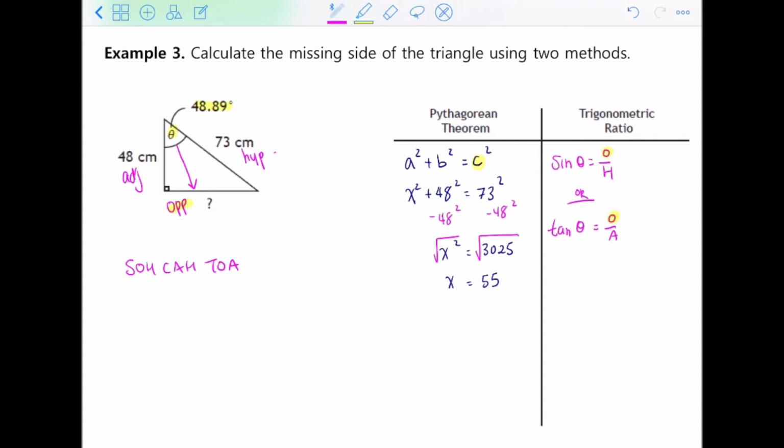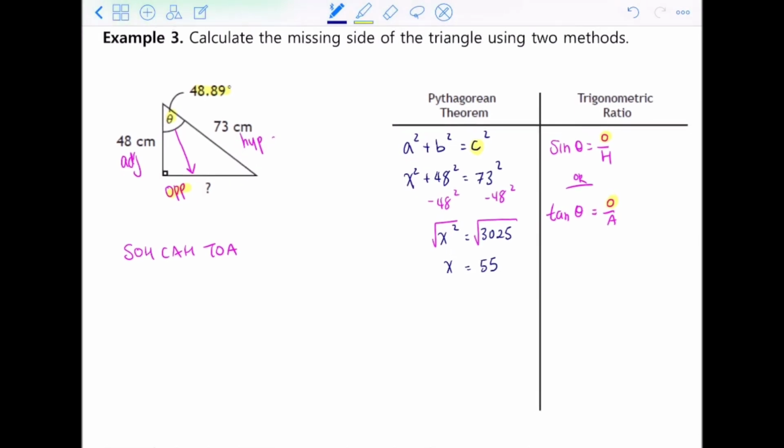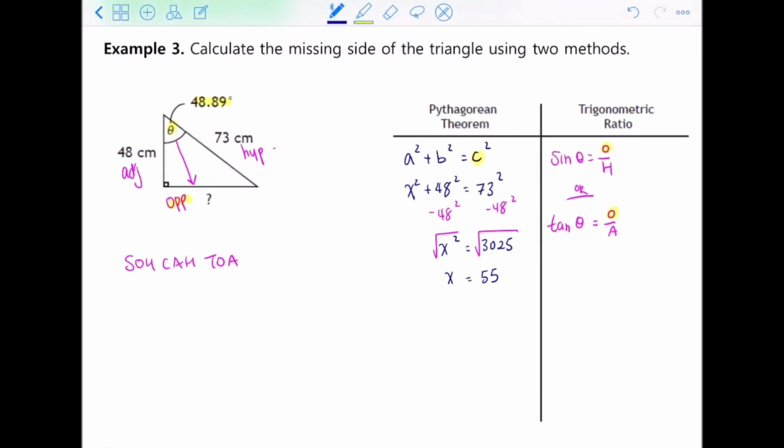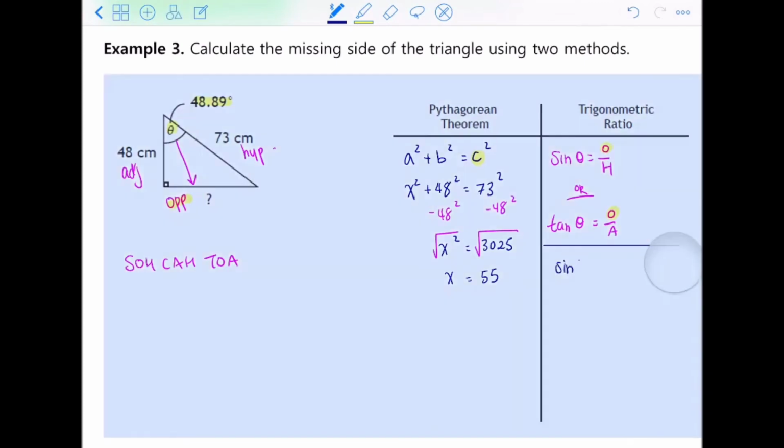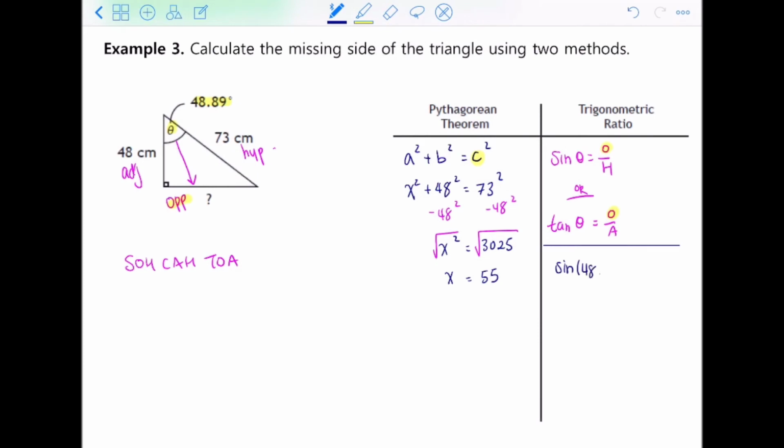So let's actually solve this in 2 ways. Sine theta first. So we have sine of 48.89 equals, we don't know the opposite, we'll just call it x, and hypotenuse is 73.